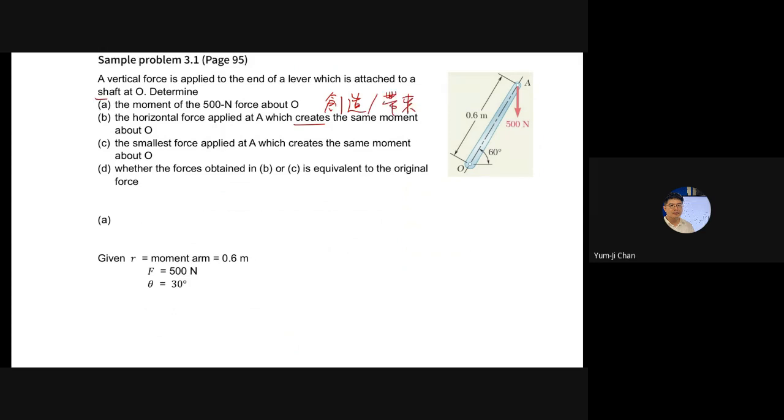And the third thing is the smallest force applied at A, which creates the same moment about O. And part D is whether the forces obtained in B or C is equivalent to the original force. I think the questions should be clear now.